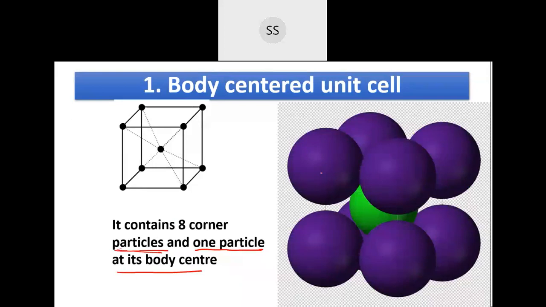Can you see here? This is the space filling model. If I have these atoms present like this, you can see here, these purple ones are the corner particles, and the one which is present in green, that's the center one. So this kind of arrangement is possible in the crystal. That's body centered. The next one we are having is face centered unit cell.